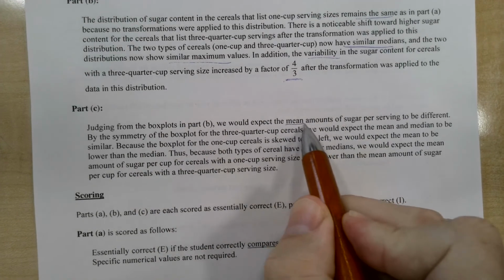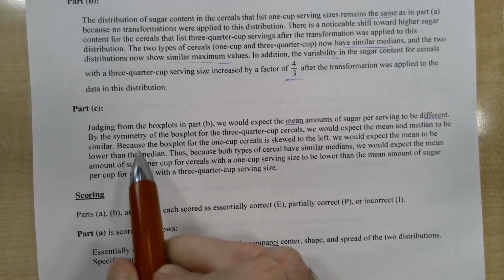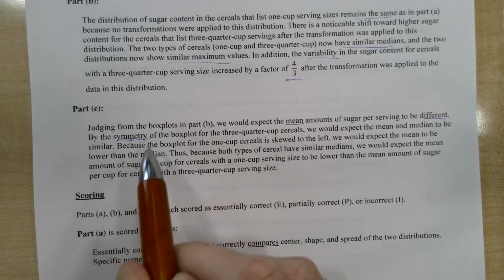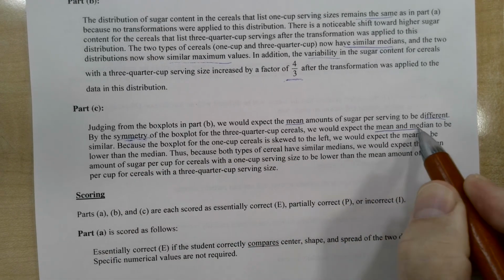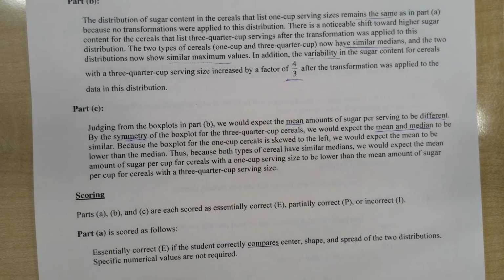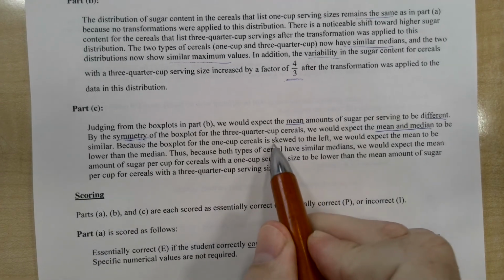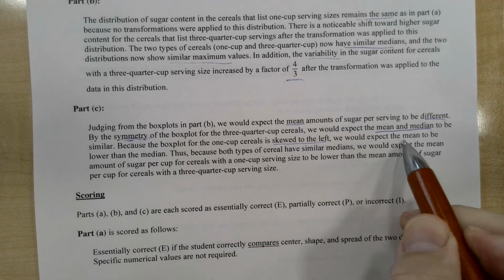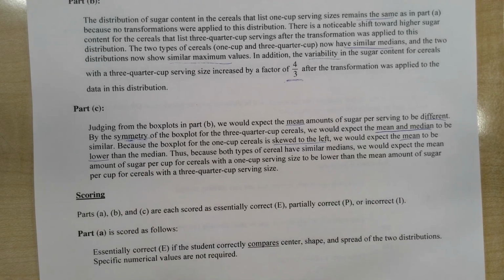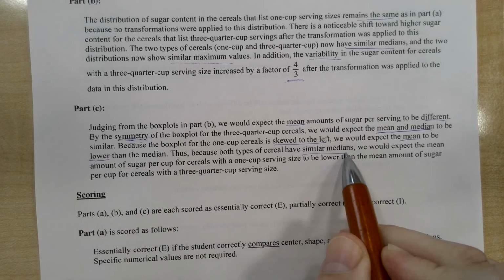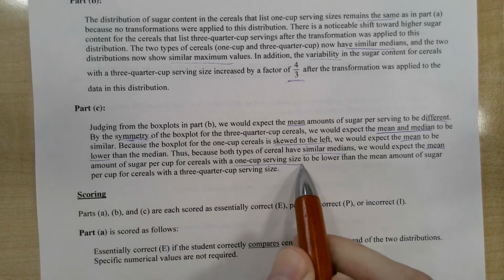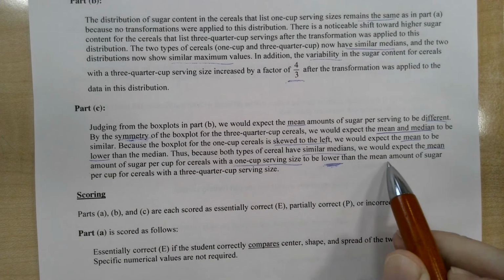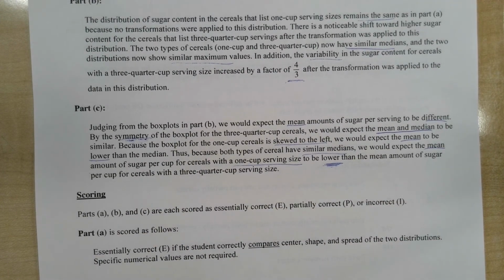Yeah, we expect the means to be different by the symmetry, right? They're looking at the symmetry. We would expect the mean and the median to be the same for the 3/4 cup. Because the other one is skewed to the left, we'd expect the mean to be lower, right? So they have similar medians, but the mean of the 1 cup serving size will be lower than the mean of the 3/4 cup, right? So that's exactly what we said.